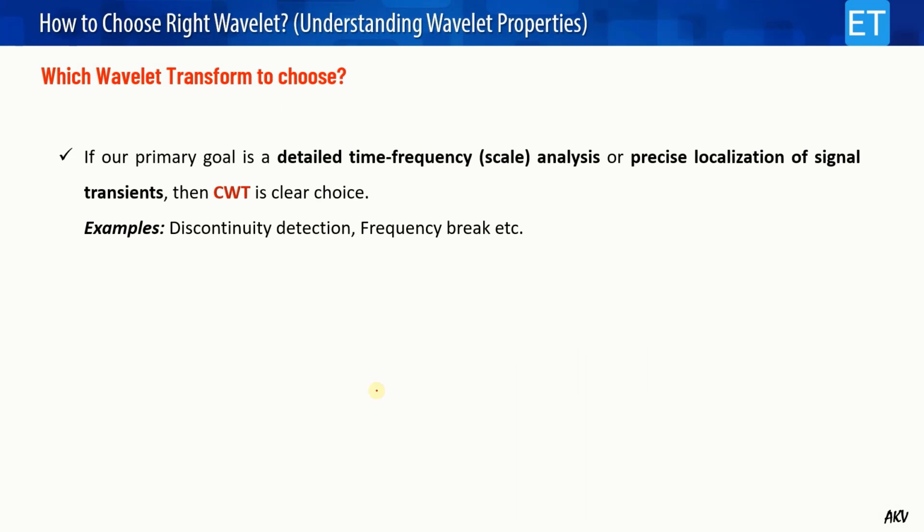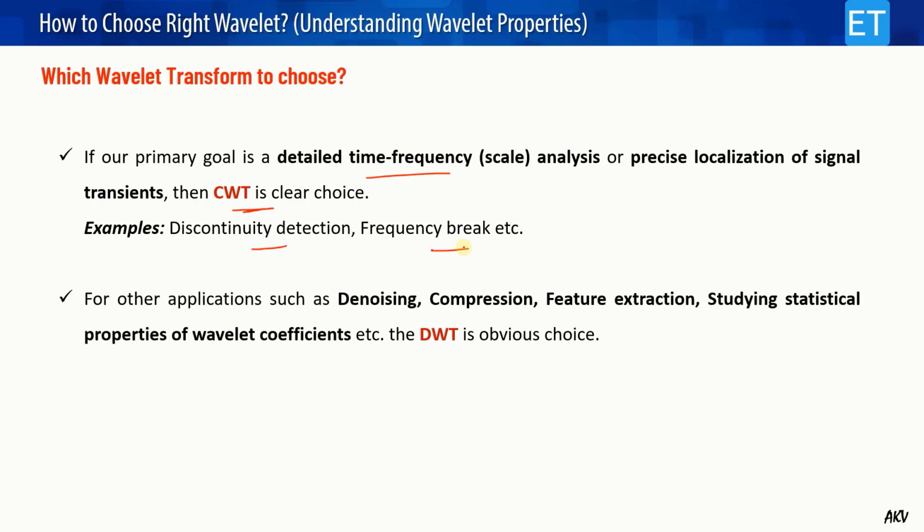And if our primary goal is a detailed time frequency scale analysis or precise localization of some signal transient, then CWT is a good choice. We have a few examples such as discontinuity detection, frequency break, etc.